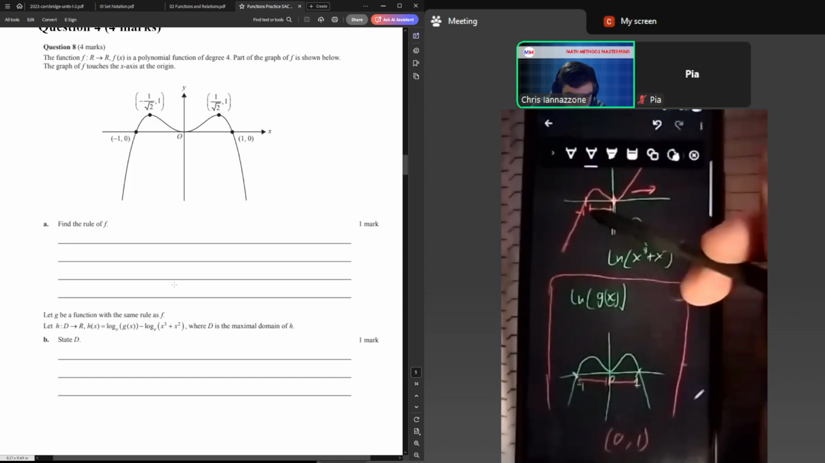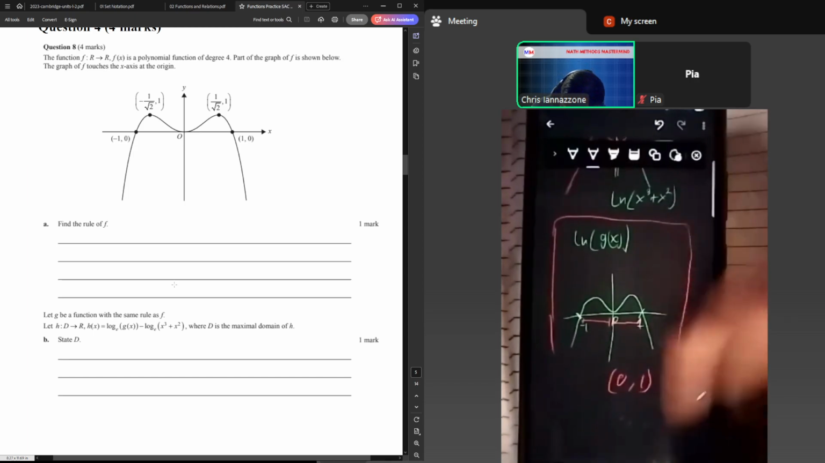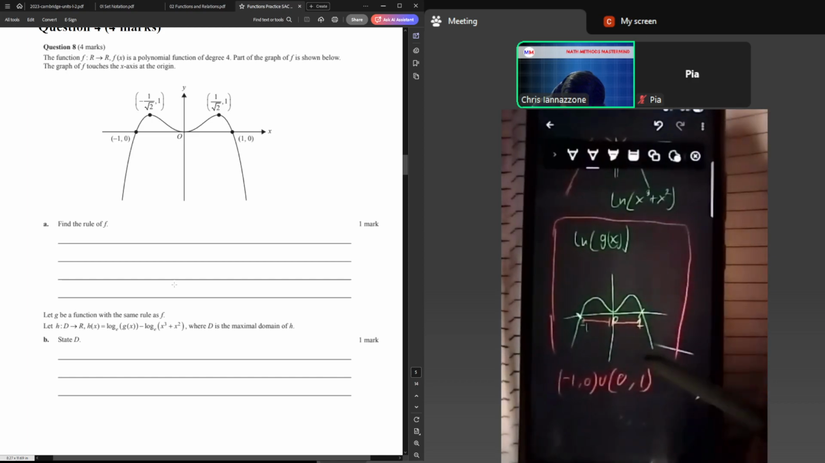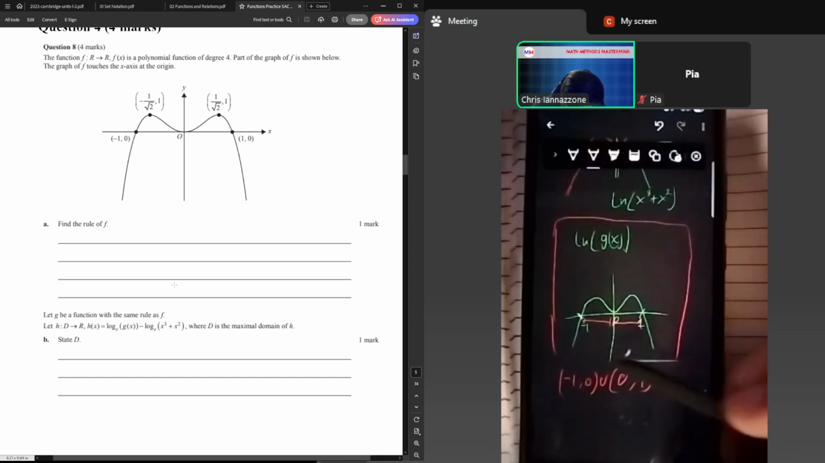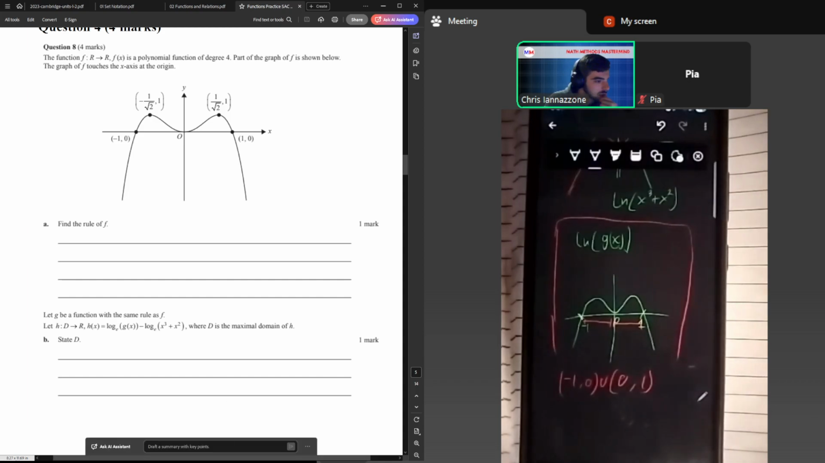And then over here, these two already match. This is -1 to 0, this is -1 to 0. So we're going to have -1 to 0. Still going to put a union between them because you want both of these things to be true to maximally define it. I believe that's everything. Did I miss anything there?